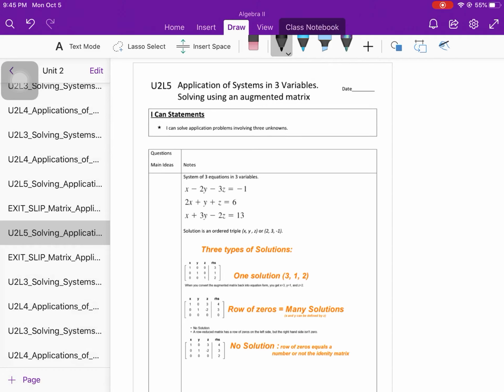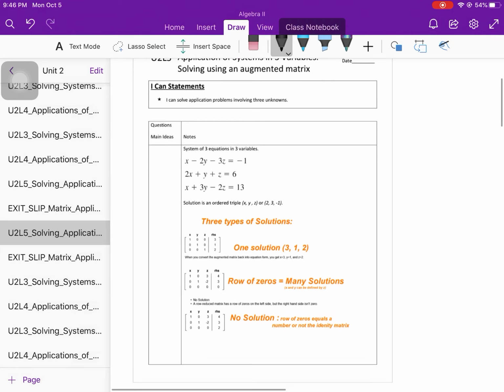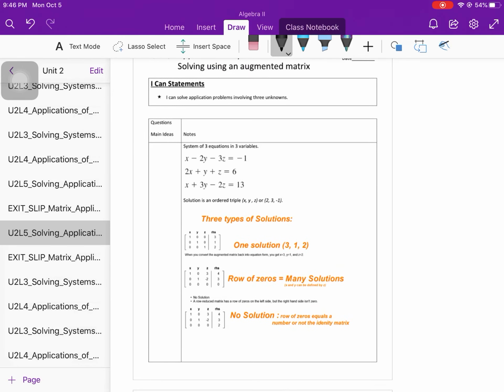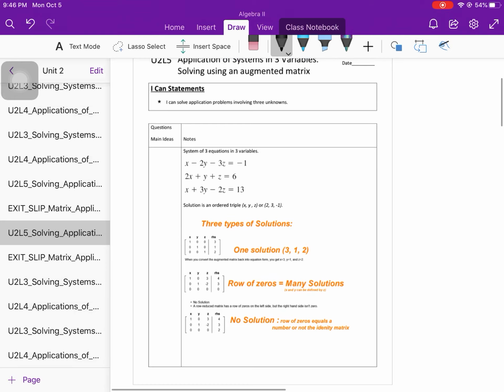Hey guys, I was just going to make a quick review video for this last section, application of systems in three variables. So this is where we're using the calculator to solve. If you were in class with me, you should have seen this method, but if you've been out of class for whatever reason, here is how we do solving systems of three variables with the calculator.